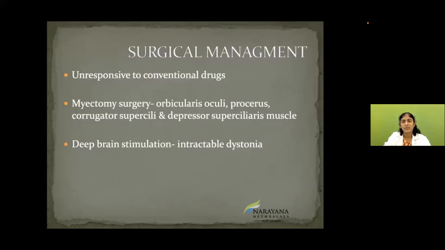Surgical management is an option for patients who are unresponsive to the conventional drugs. Myectomy, which is near total dissection of the periorbital muscle, results in long-term improvement and can also be done with associated apraxia of lid opening. However, this is not the favored therapeutic strategy owing to post-operative complications such as inflammation, aesthetic issues, hematoma, and exposure keratitis, among others. Deep brain stimulation, or DBS, is gaining increasing attention in recent years as a treatment option for intractable dystonia.